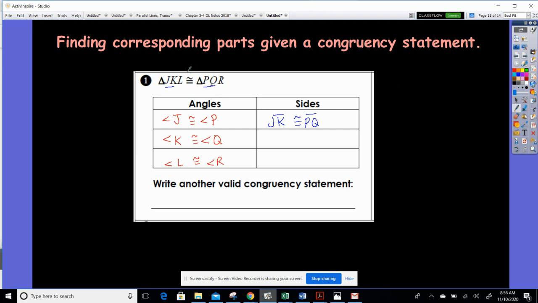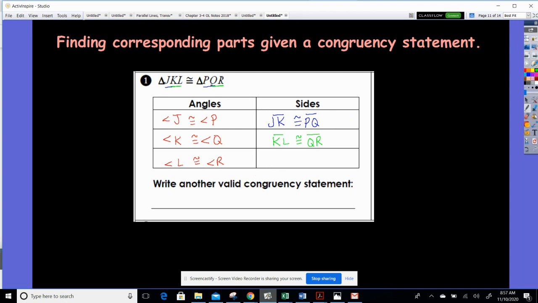You could use the last two letters, KL. KL corresponds with QR in the other triangle. So we can say side KL is congruent to side QR.